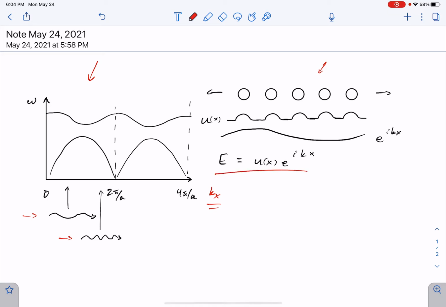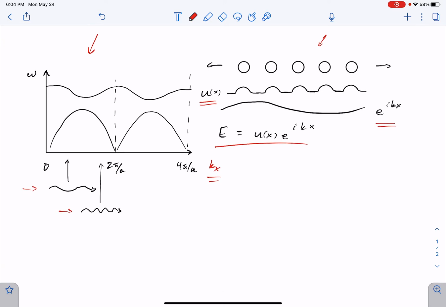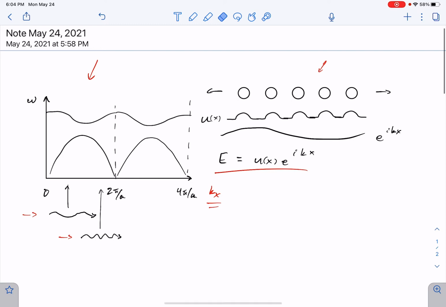Bloch's theorem, which is right here, says that your electric field will be a product of a periodic function with a plane wave, so e to the ikx. So the reason that your band structure is periodic, the things that you see here will be repeated every 2 pi over a. The reason for that is the following.